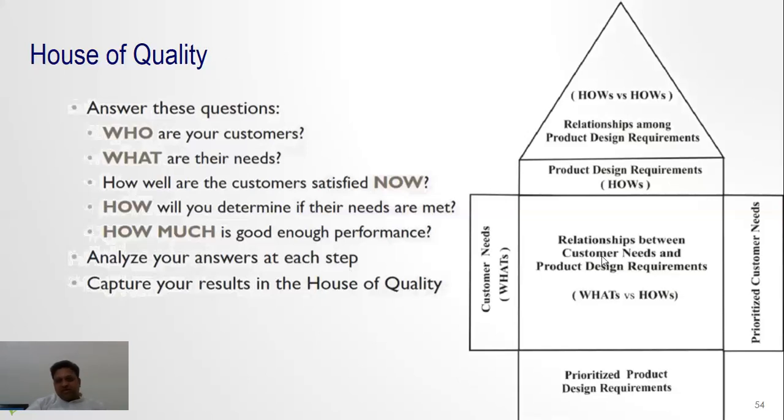This is the house of quality. Here, the relationship between customer needs and product design requirements, the whats and hows, will come here. Prioritized customer needs, the whats, will come here. Prioritized product design requirements come here. Product design requirements, the hows, will come here. Hows versus hows: the relationship among the product design requirements will come here.